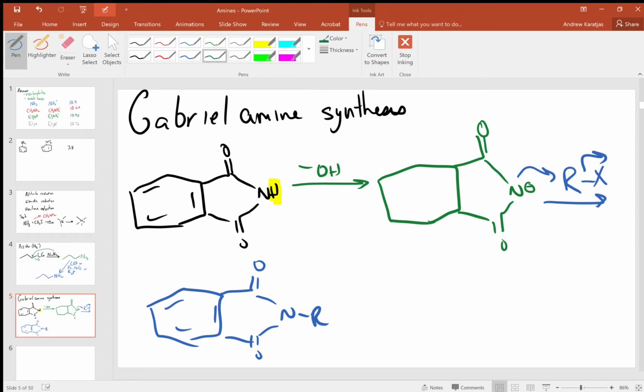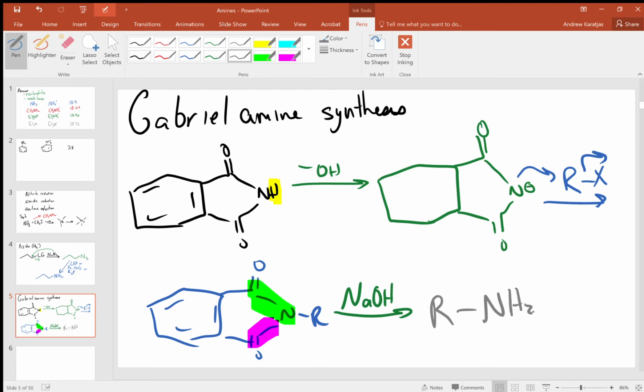From here, addition of an excess of sodium hydroxide. We could go through the entire mechanism here, but this is a reaction we already know. It's just an amide hydrolysis. First, we hydrolyze one of the carbonyl nitrogen bonds. Then in the next step, we hydrolyze the other. That's a reaction we learned in the acyl substitution chapter. But once we get two of those hydrolysis steps done, the reaction gives us the primary amine.